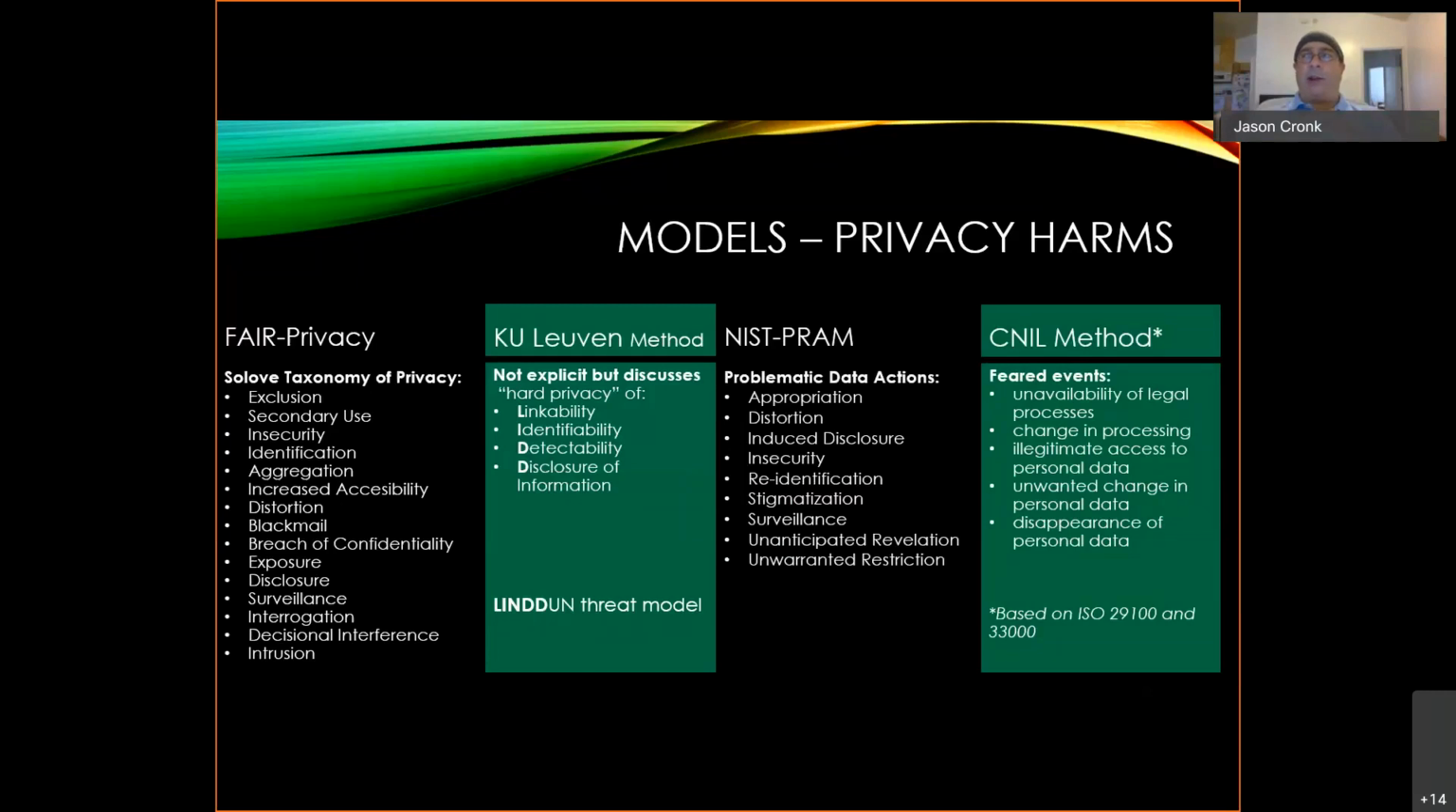Now, I want to point out these are not the only privacy risk models that are out there. And they're kind of a historical basis. A lot of the older models for privacy risk were really very organizational focused.